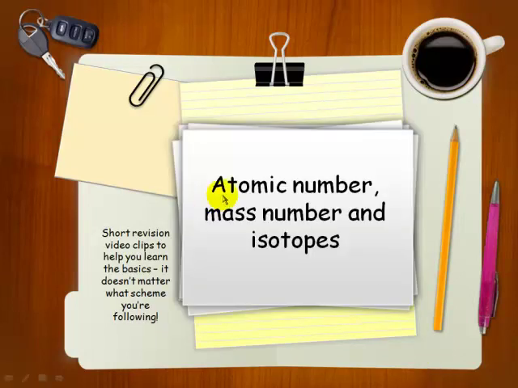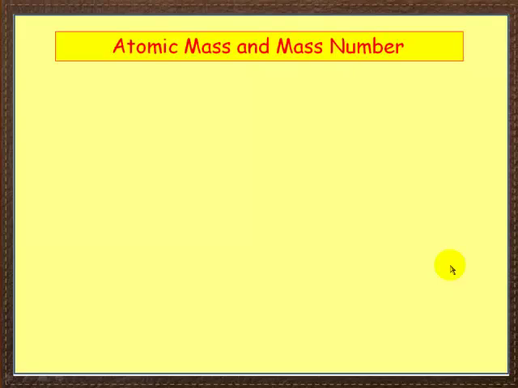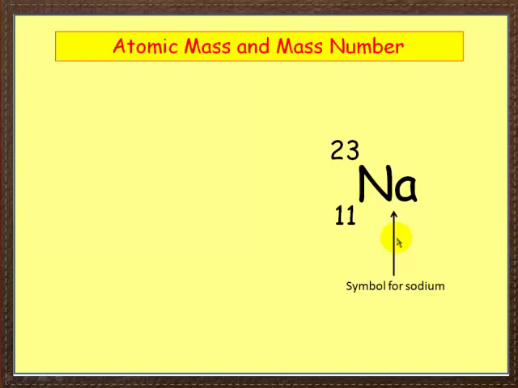Now in this video we'll look at atomic number, mass number and what we call isotopes. So let's begin, shall we? Let's look first of all at atomic mass and mass number. Now every element, all 110 or whatever, how many there are, have got two numbers attached to them.